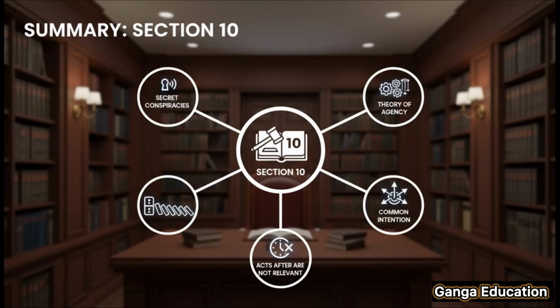Number 1, Section 10 is an exception, a special rule designed to fight secret plots. 2, it all runs on the theory of agency, which says each member acts for all the others. 3, this means the act of one person really does become the act of all. 4, the absolute non-negotiable rule is that the act must be about achieving their shared goal. And finally, remember, the clock is ticking. Once the conspiracy is over, Section 10 just doesn't apply anymore.